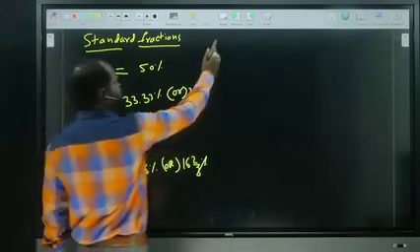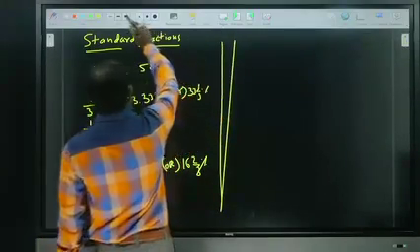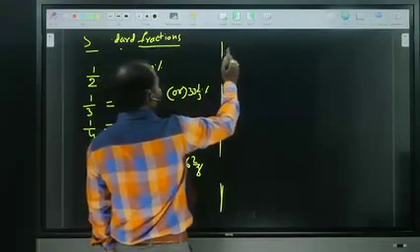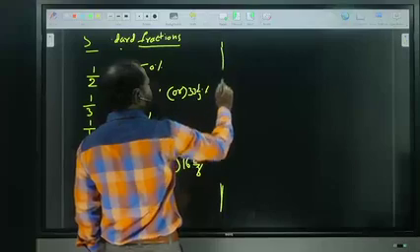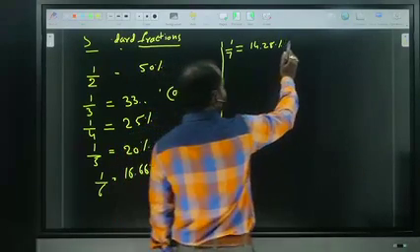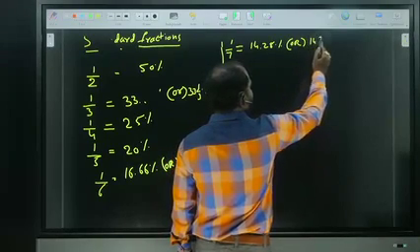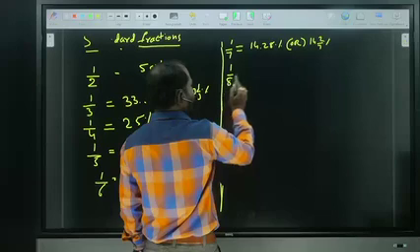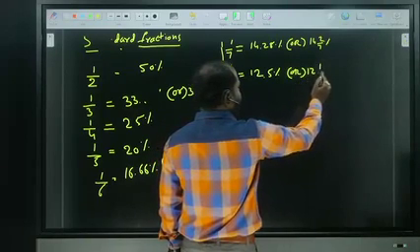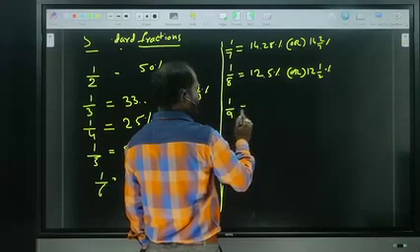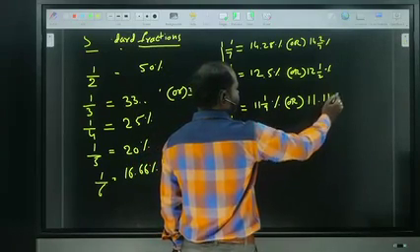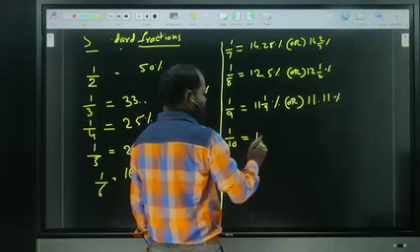Is it clear? Now next, 1 by 7 is 14.28 percentage, or 14 2 by 7 percentage. 1 by 8 into 100 is 12.5 percentage, or 12 and a half percentage. 1 by 9 into 100 is 11 1 by 9 percentage, or 11.11 percentage. 1 by 10 into 100 is 10 percentage.